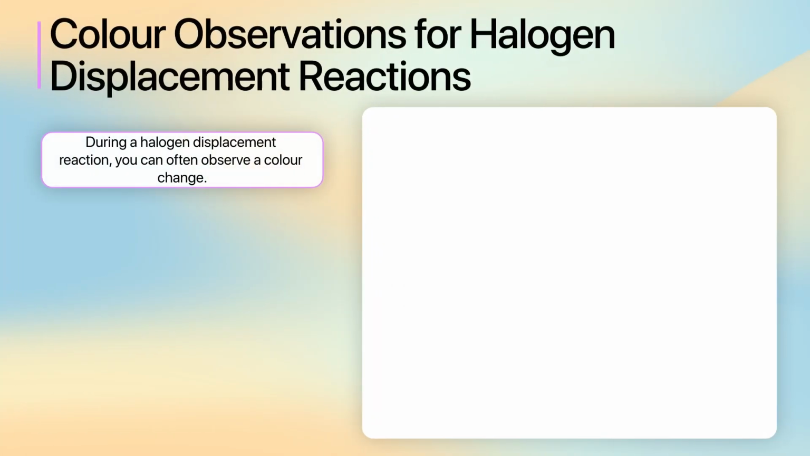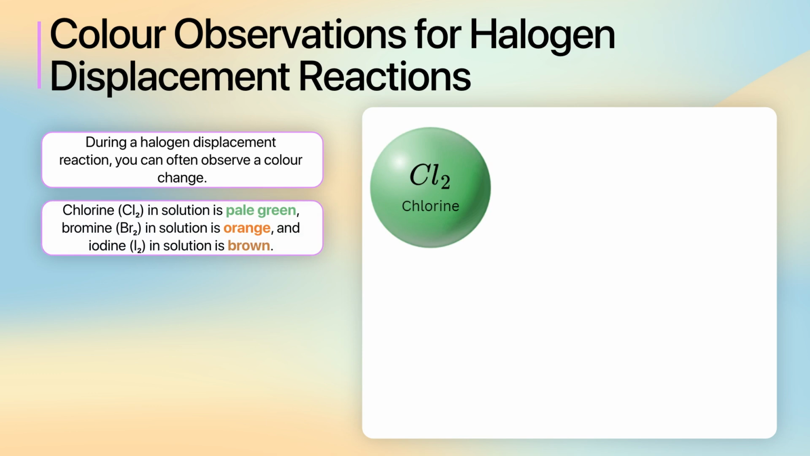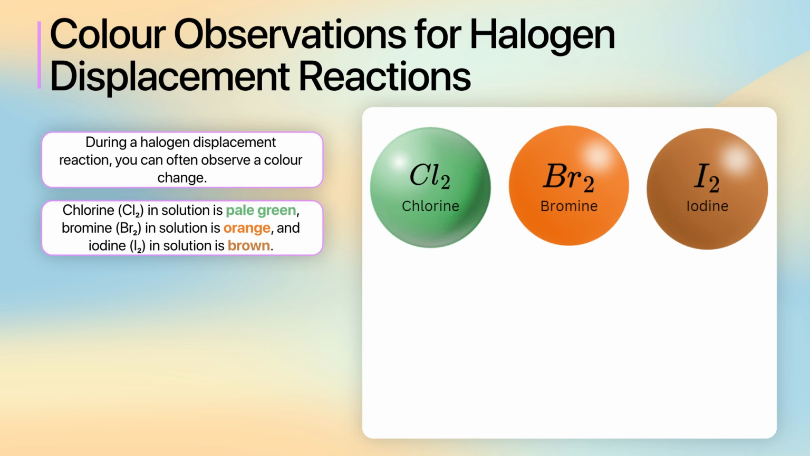During a halogen displacement reaction, you can often observe a color change. For example, chlorine, Cl2, in solution is pale green. Bromine, Br2, in solution is orange. Iodine, I2, in solution is brown.